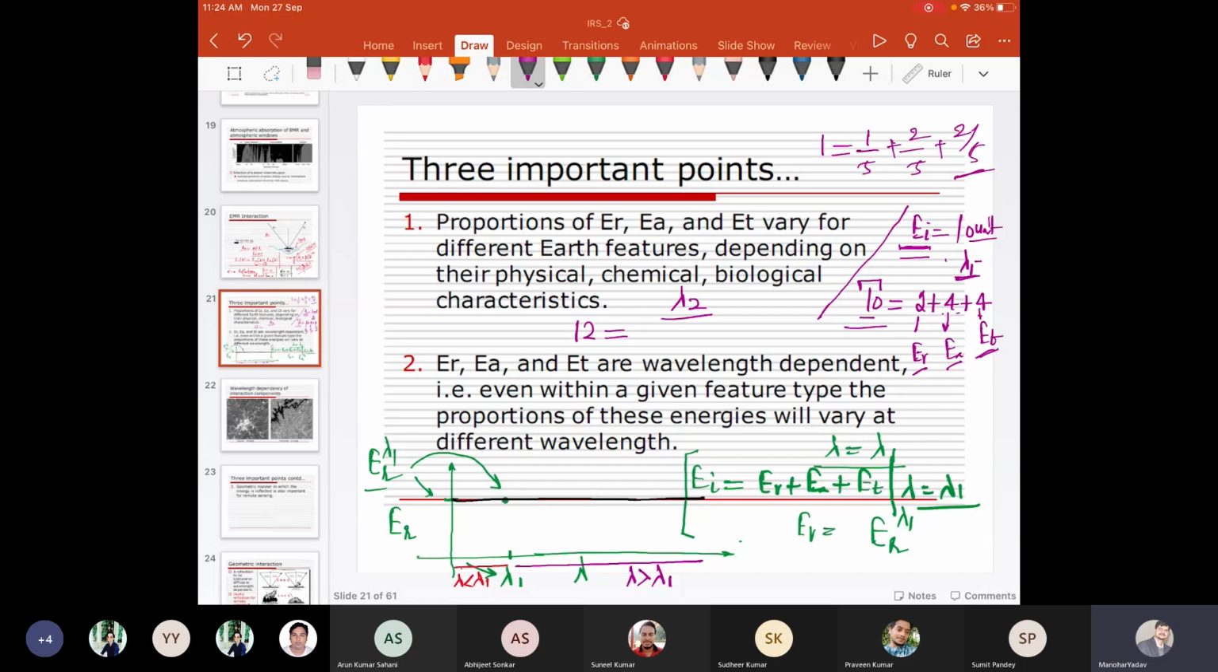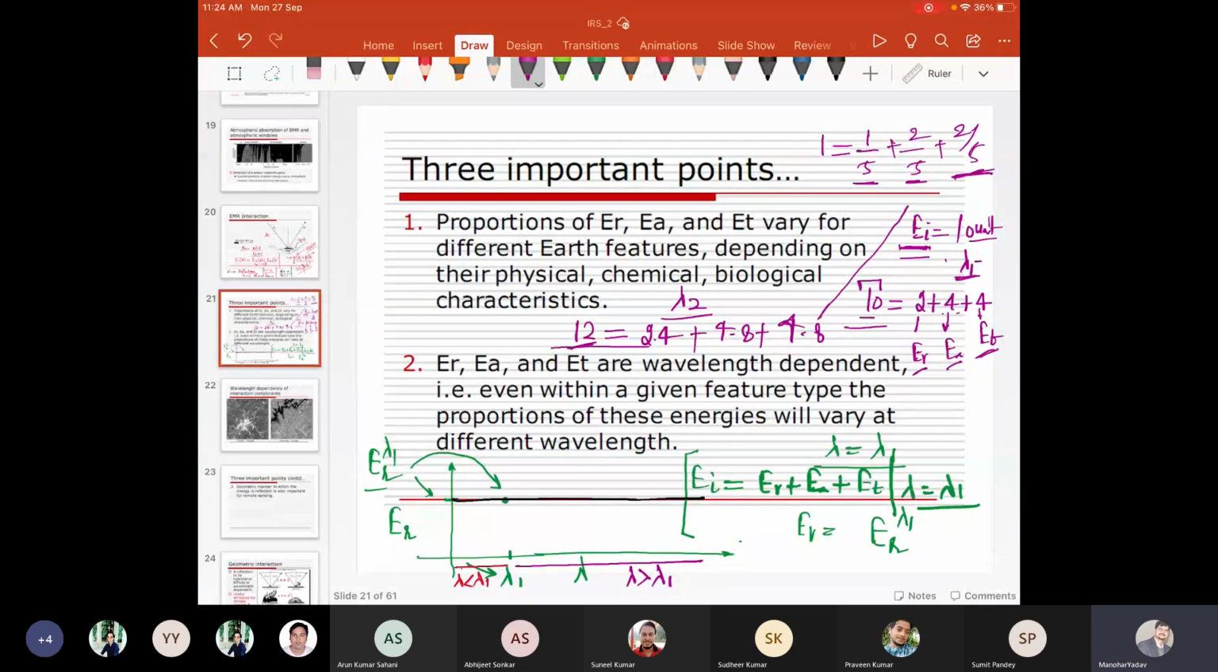Now at lambda 2, the EI will be different. Can we say that in the same form, like 1 by 5, 2 by 5, and 2 by 5, it will again be divided? If it will be, then what do you write over here? 1 by 5, 2 by 5, and 2 by 5. No, sir. So it will be 12. So 12 divided by 5, how much will it be? 2.4, correct? Plus 4.8, plus 4.8.